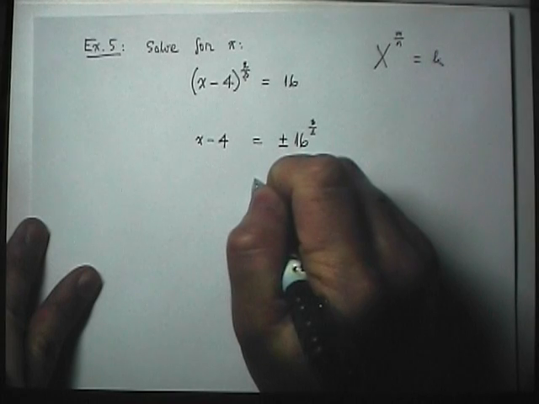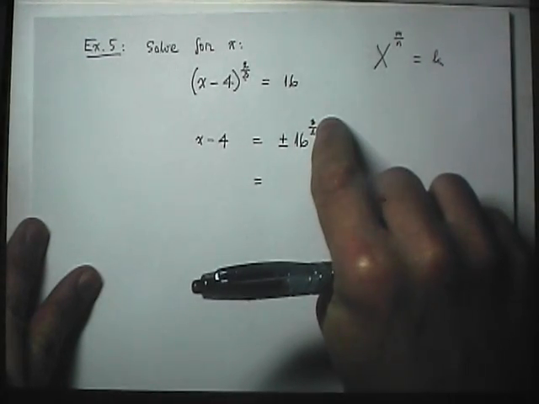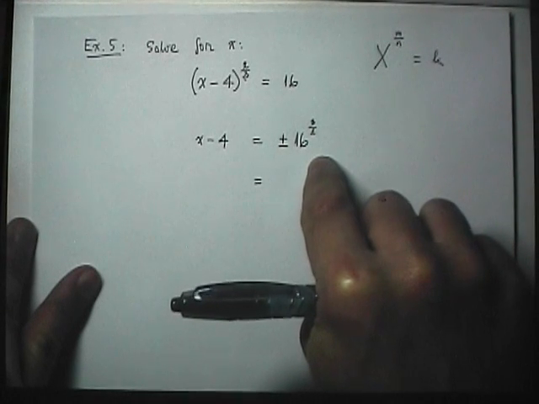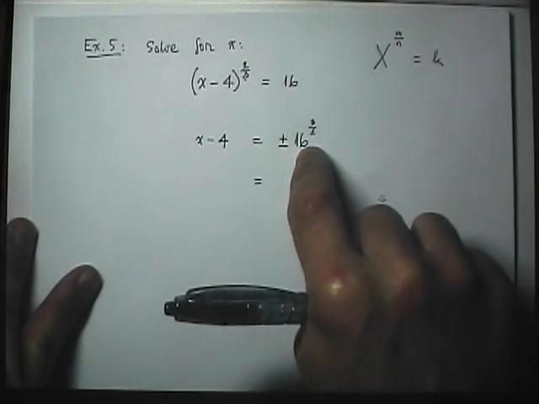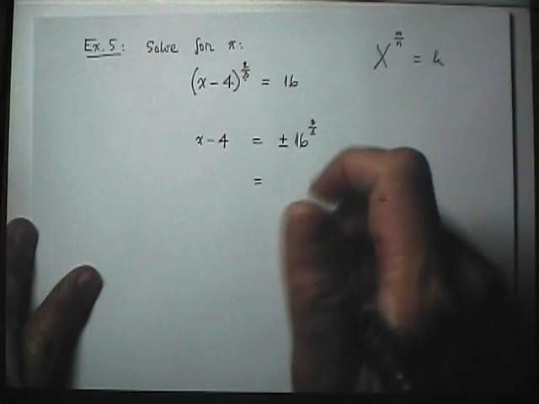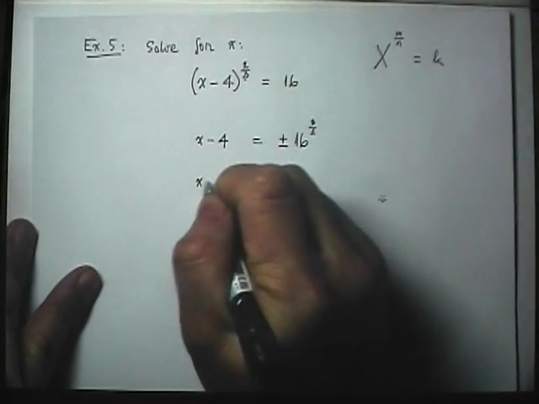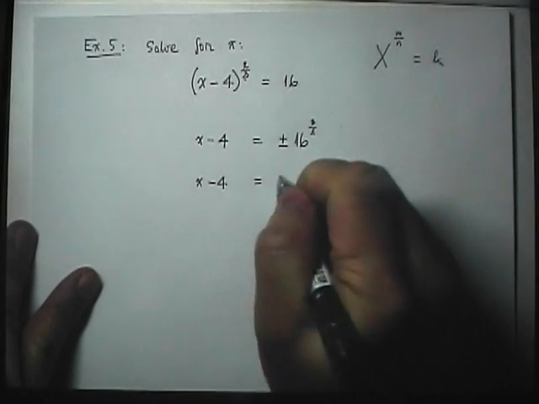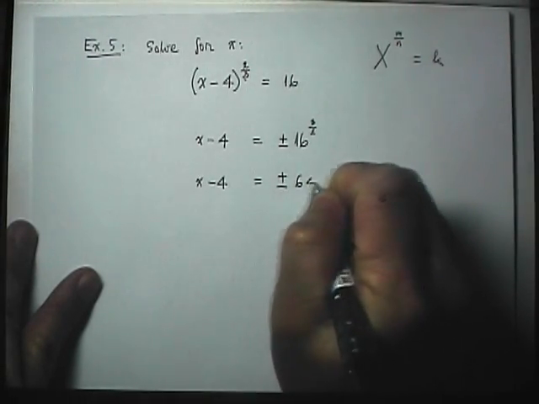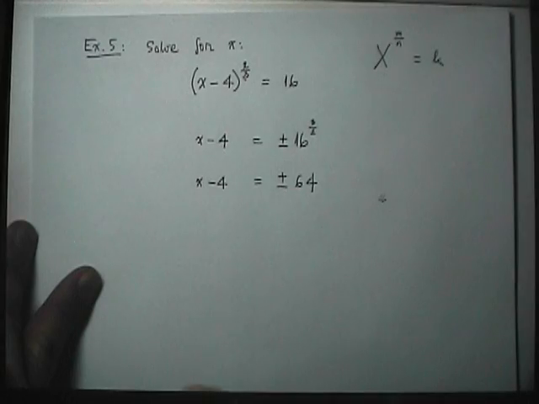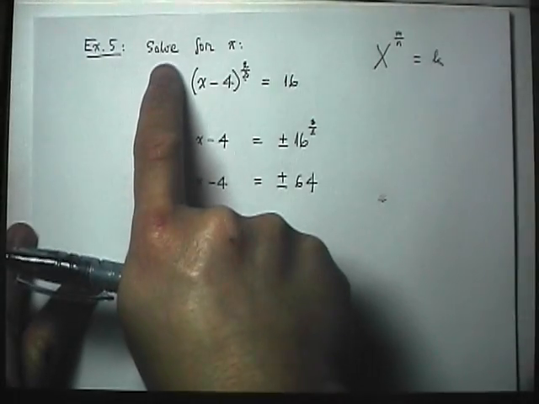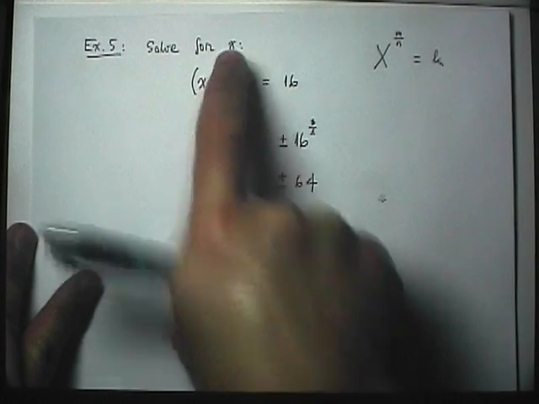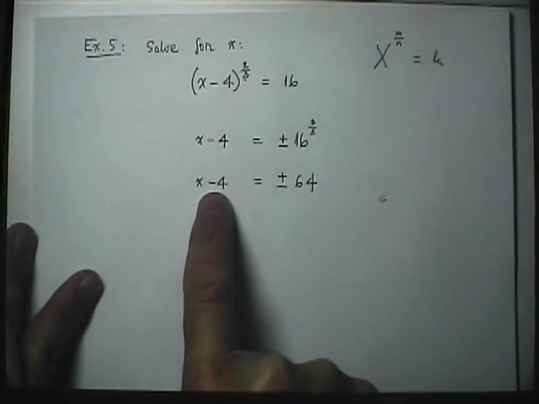So now 16 to the 2/3 to the 3/2 power, can we actually evaluate that number itself? Yes, we can. The square root of 16 is 4, and 4 raised to the 3rd power is 64. So I come up with an expression x minus 4 equals plus and minus 64. Am I done? No. If you look at the equation here, we want to solve all the way through until we find out what the value of x is. Here we have only found an answer for x minus 4.